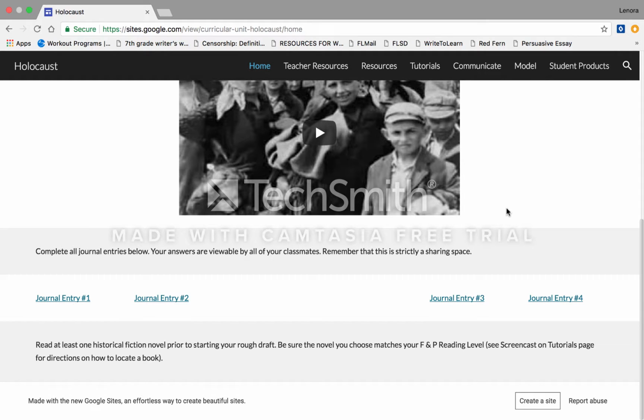And then to get them into the feel of a historical fiction novel, they need to read one prior to starting their rough draft. We do have a lot of historical fiction in the library, but it's not the first thing that kids gravitate to when they're looking for independent reading books. And so she felt more comfortable having them read a historical fiction novel before they do their rough draft.